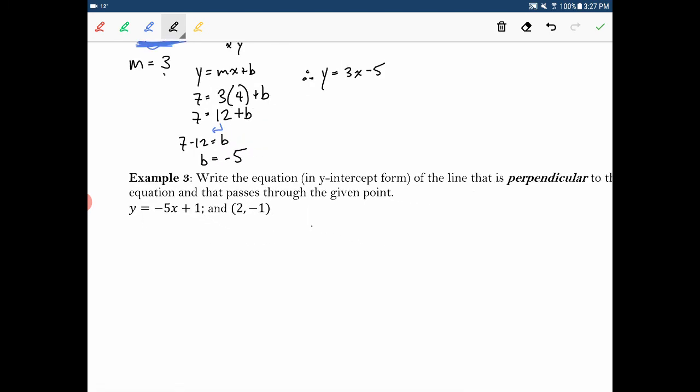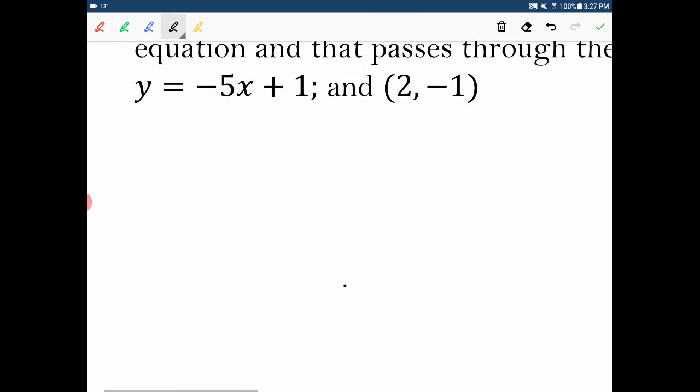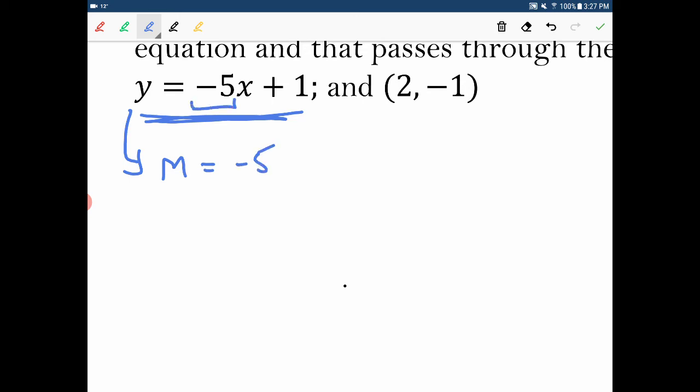All right? So we'll do one last one here, and I'm going to throw another one of these curveballs at you. So this one says that we want a line that is perpendicular to this guy. So last time it was parallel. Remember, parallel lines have the same slope. If they're perpendicular, however, remember that the slopes will be negative reciprocals. So this one's slope is equal to negative 5. It's just this number in front of the x.